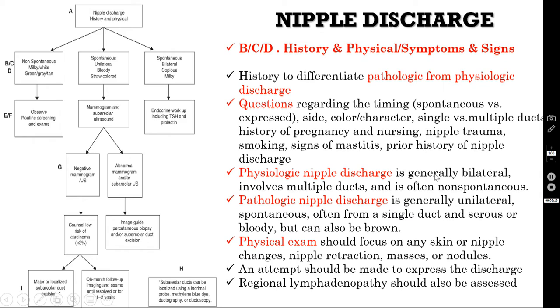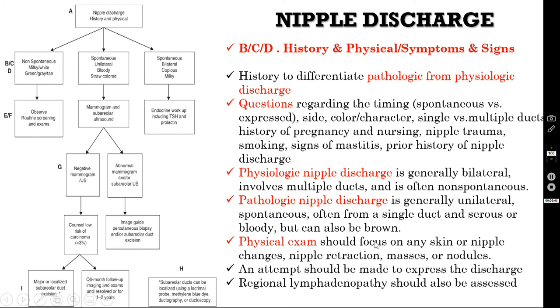Physiological nipple discharge is generally bilateral. It involves multiple ducts and it is often non-spontaneous or expressed nipple discharge. Whereas the pathological nipple discharge is generally unilateral, spontaneous, often from a single duct, and serous or bloody in nature, but it can also be brown in color.